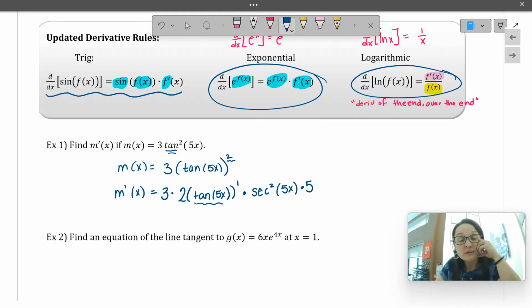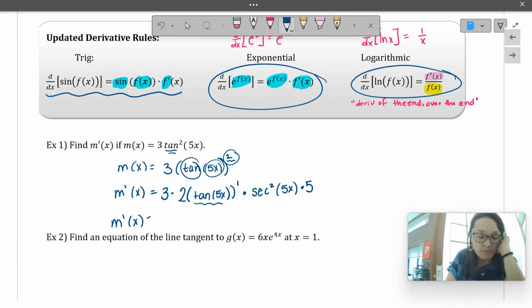Times the derivative of the inside. It is a double chain rule. I took the derivative of the squared, and then the derivative of the tan, and then the derivative of 5x. So m prime is 3 times 2 times 5, that's 30, tan 5x times secant squared 5x.